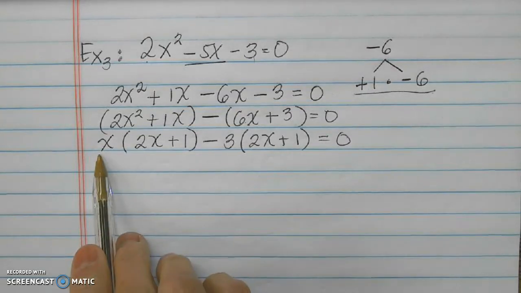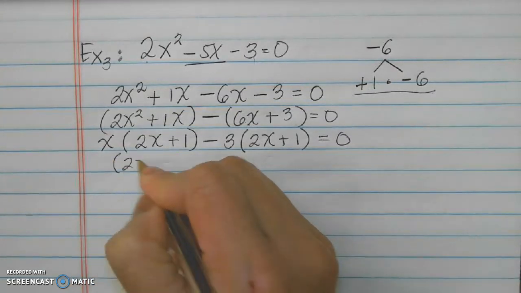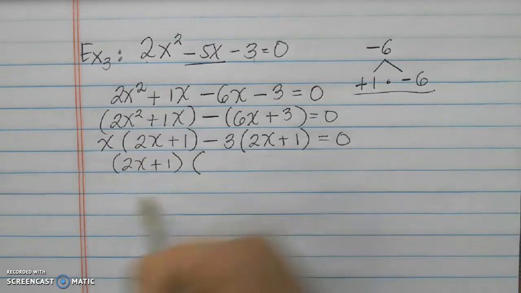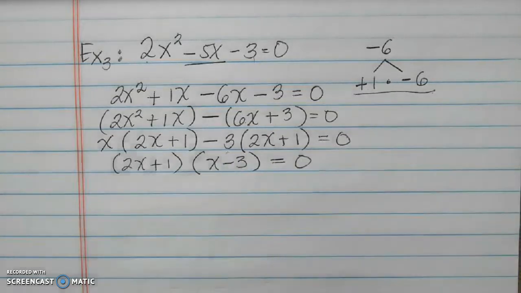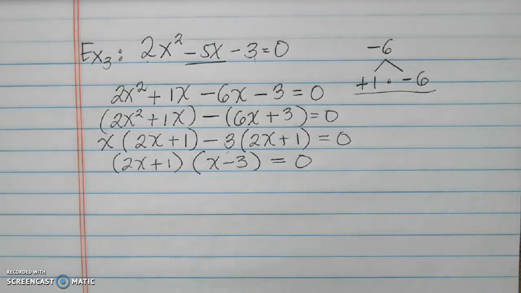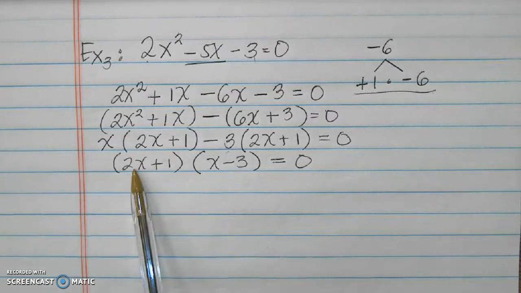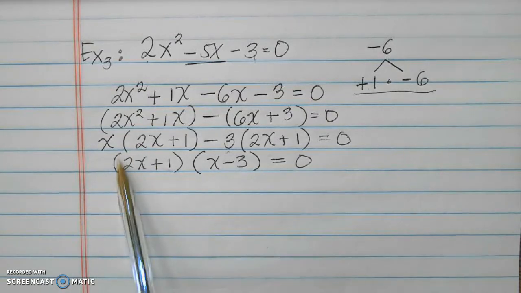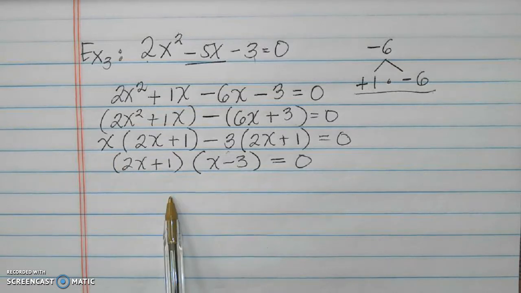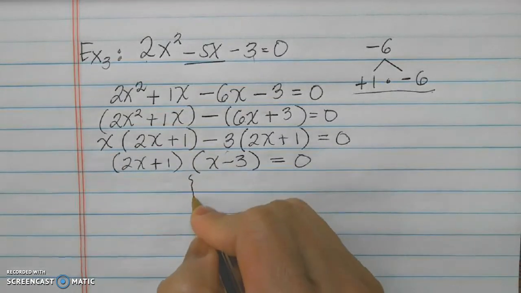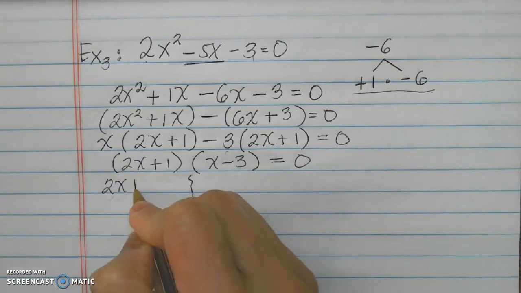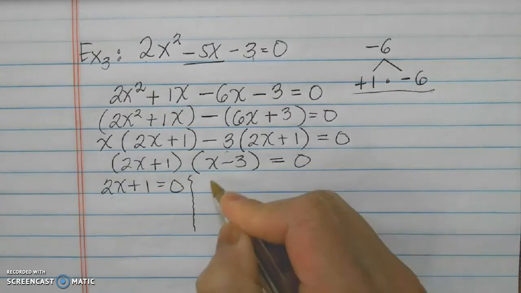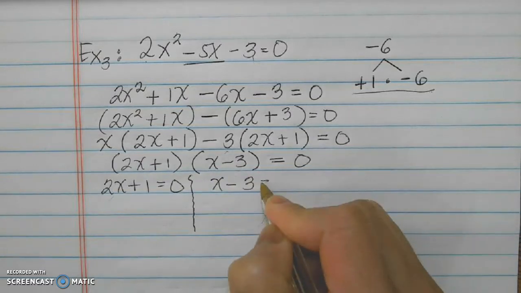And so this now is going to become 2x plus 1, and this is going to become x minus 3 equals 0. And now we begin the process of solving. We're done with factoring. So at this point, this is the point where we have factored them out. Now the next step is when we're solving. So divide this paper into two parts. So you'll have 2x plus 1 equals 0, and then you'll have x minus 3 equals 0.